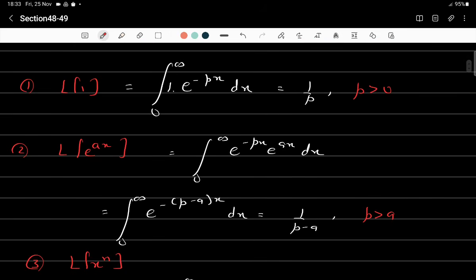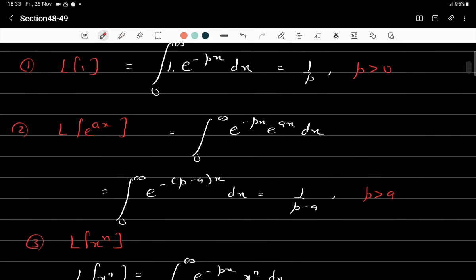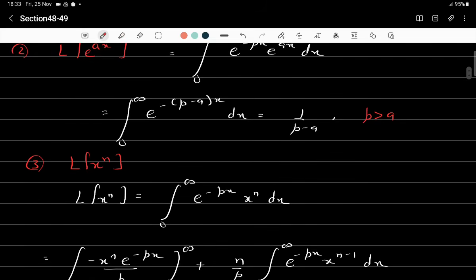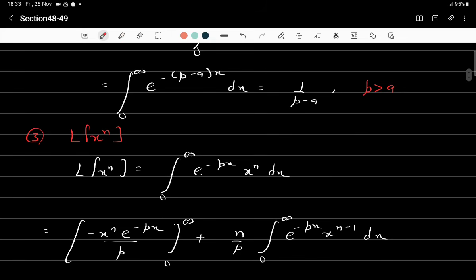Now compute the Laplace of x raised to the power n. Please do try it by yourself. So when you try to compute it, you will realize that it comes out to be the integral of e raised to power minus px, x raised to the power n. So if I consider e raised to power minus px as first function and x raised to the power n as second function, then this is what I got. So if you see the first term, x raised to the power n e raised to power minus px by p, when x is 0, this term is 0. When x is infinity, then also it is 0.